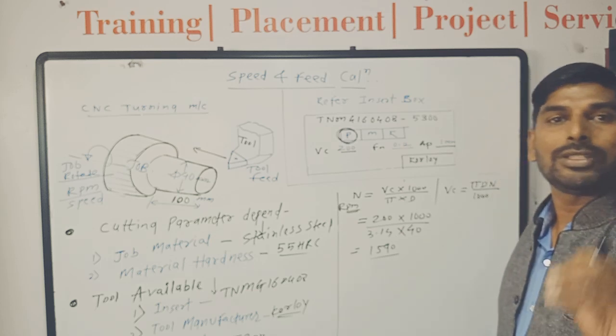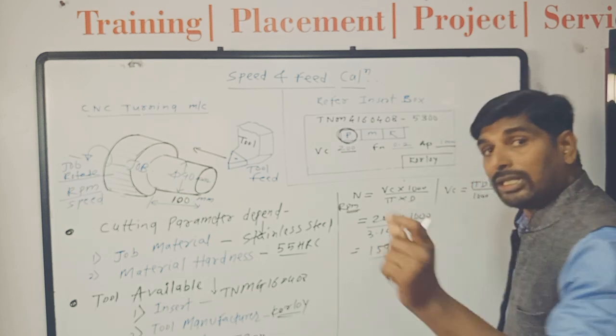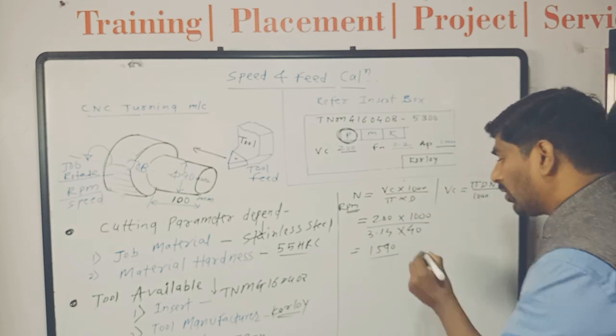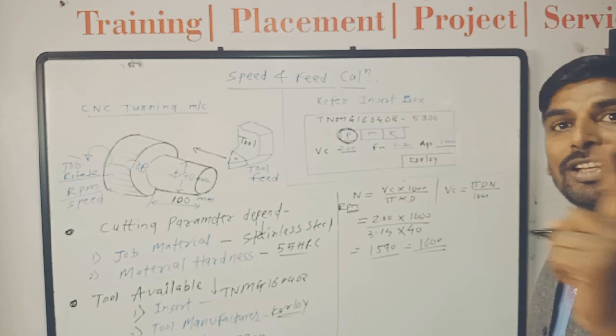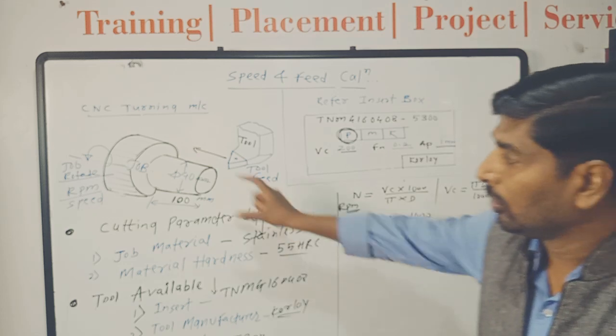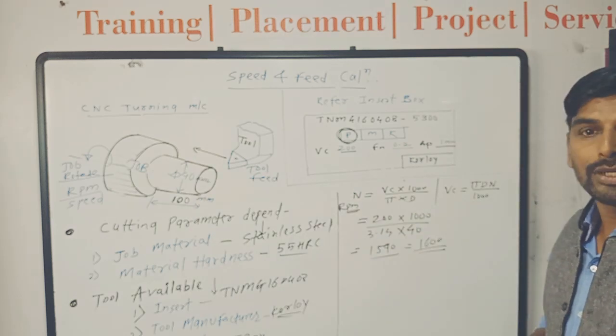But RPM you can't write in decimal points. You have to write it in a rounded figure. So I make it 1600. This 1600 is the RPM required to cut the job with the 40 mm diameter. So this is the way to find out RPM.